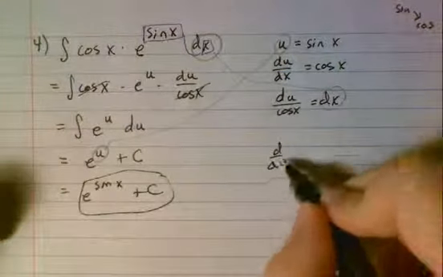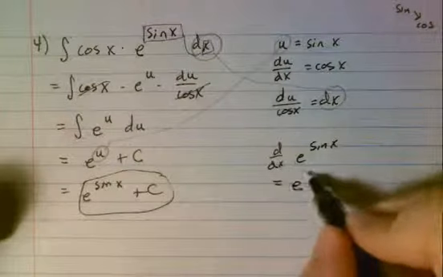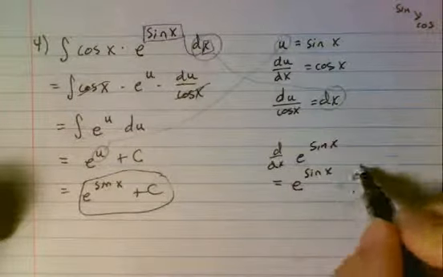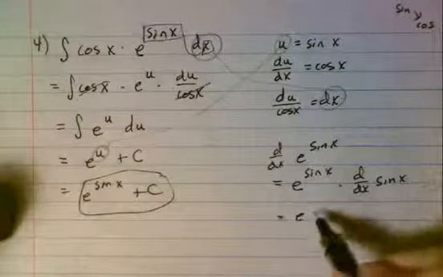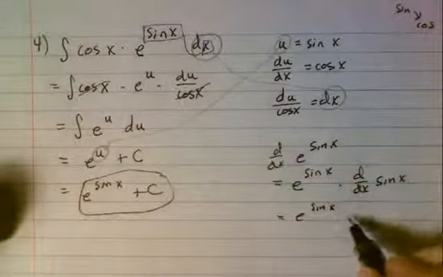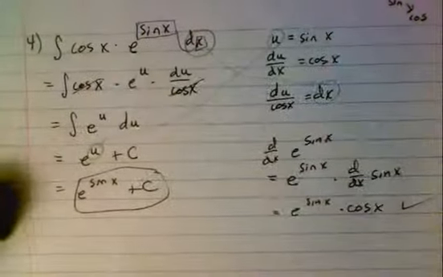When we check our work, the derivative of e to the something is just e to the something times the derivative of that thing. Which is right what we started off with.